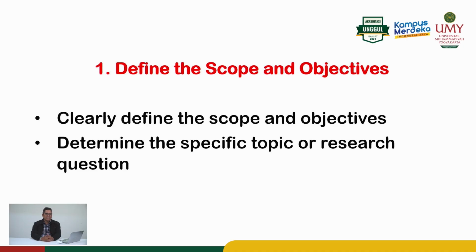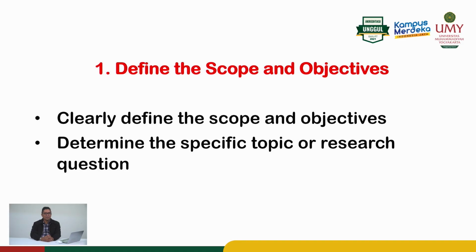The first step is define the scope and objectives. Clearly define the scope and objective of your literature review. Determine the specific topic or research question you address, and the key themes or concepts you will explore.